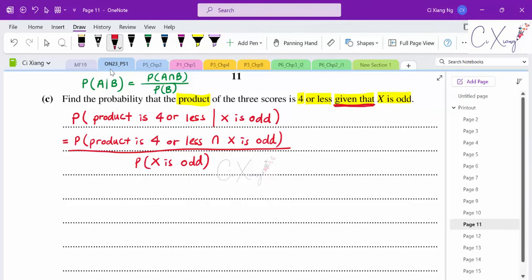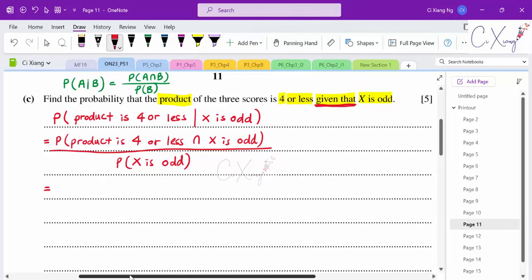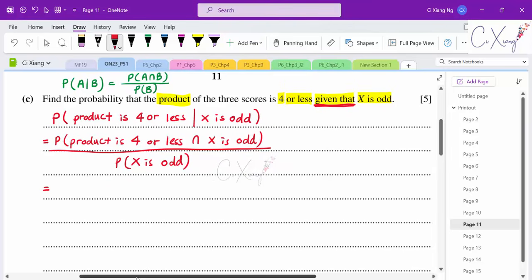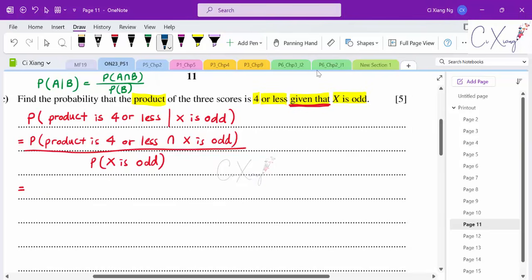Okay, so again, I need to list out the cases one by one so that I can see clearly. Alright, so what are the cases included for product is 4 or less intersect with x is odd? So let us start. Maybe I will just list out the spinners so that you can see it clearly. Right, so now I have red color, I have blue, I have green. So what is the combination that we should have so that the product of the three scores is 4 or less?